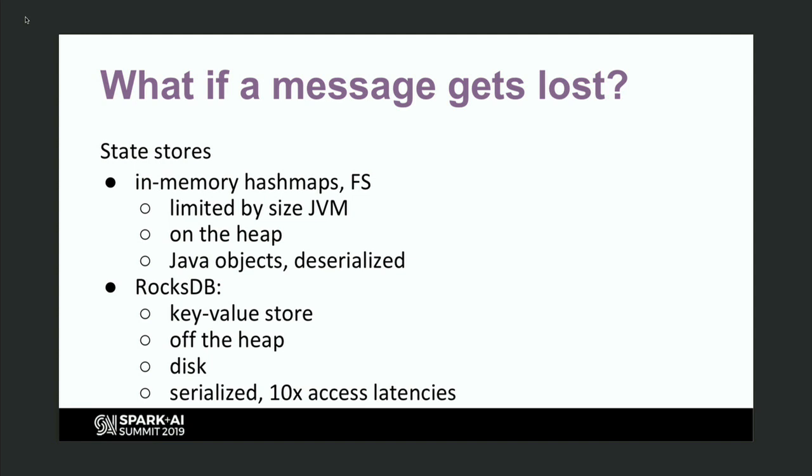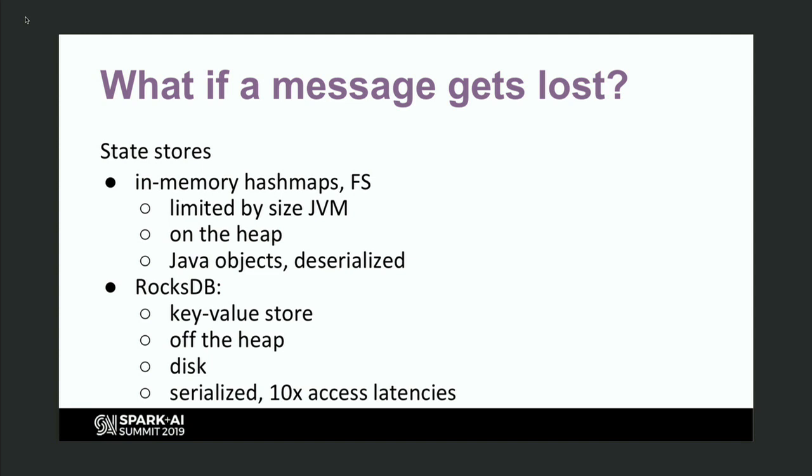For RocksDB, on the other hand, it's a key value store. It's stored off the heap, so that means you don't do GC on it. It spills over to disk, so you can use it if the data does not fit in your JVM. And it's serialized because it uses disk as well. So that means you have longer access latencies, because if you want to access it, you need to first deserialize it before you can use it.